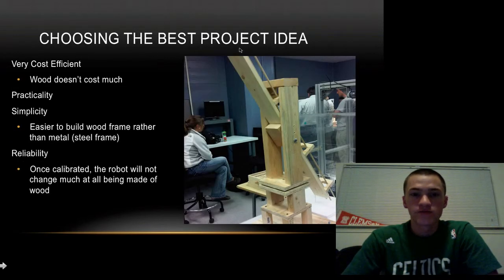The idea that we decided was the best was the wooden gravity-fed idea. It's the most cost-efficient. The wood doesn't cost very much. The motors might be kind of expensive, but it's also practical and somewhat simple to build. Definitely easier to build than the metal or steel frame, and it's quite reliable. Once calibrated and once all the wood is placed in position, it won't move very much.